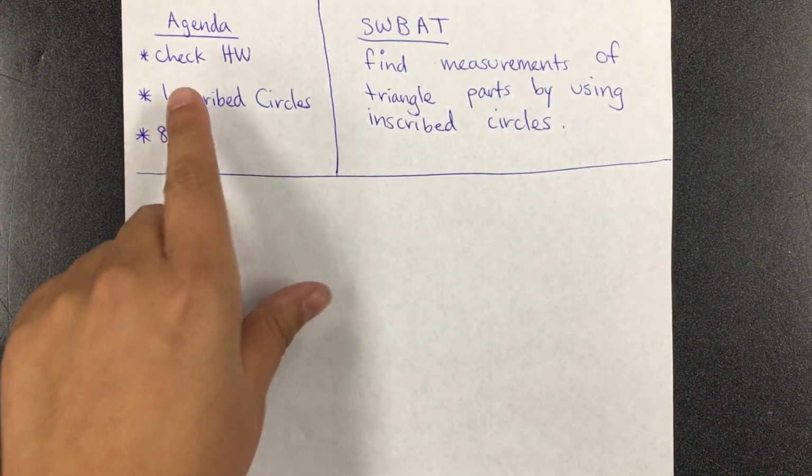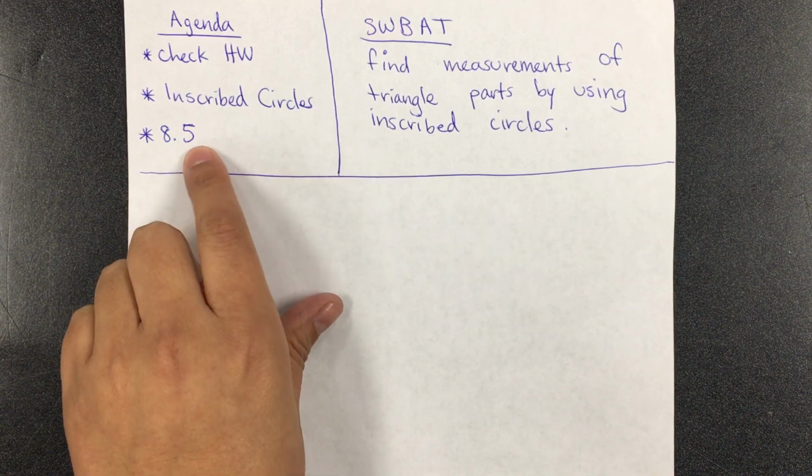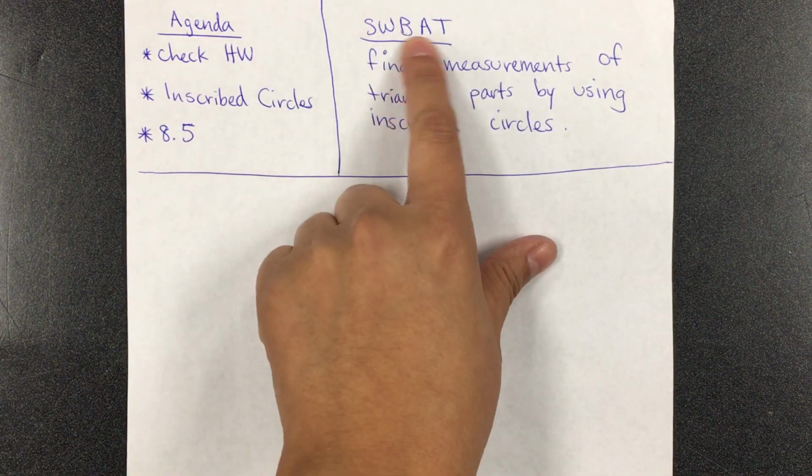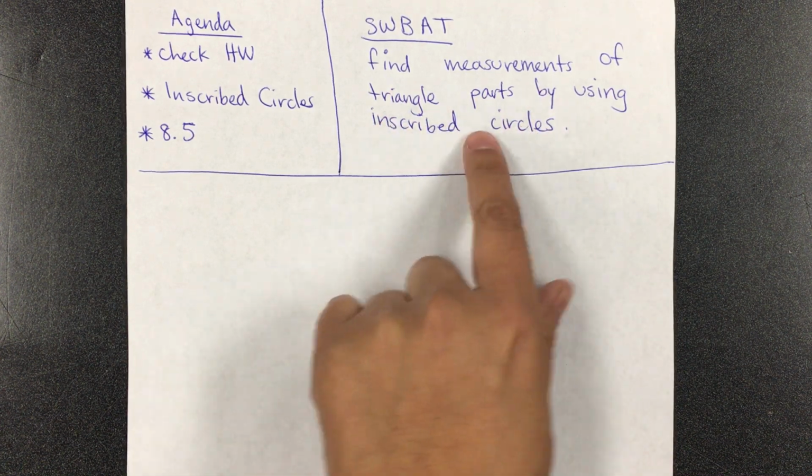Hello students, today's agenda is to check homework. You will be working with inscribed circles and you will be able to do 8.5. Today students will be able to find measurements of triangle parts by using inscribed circles.